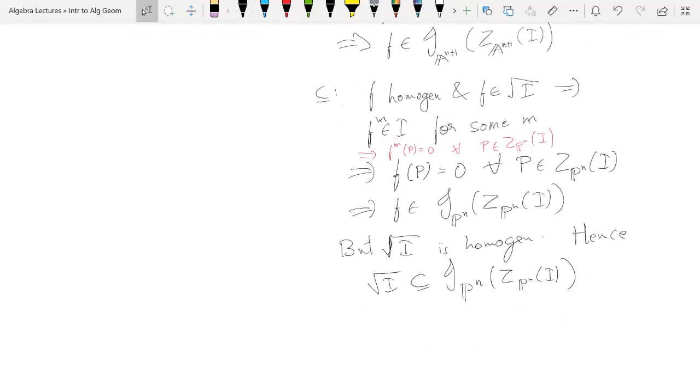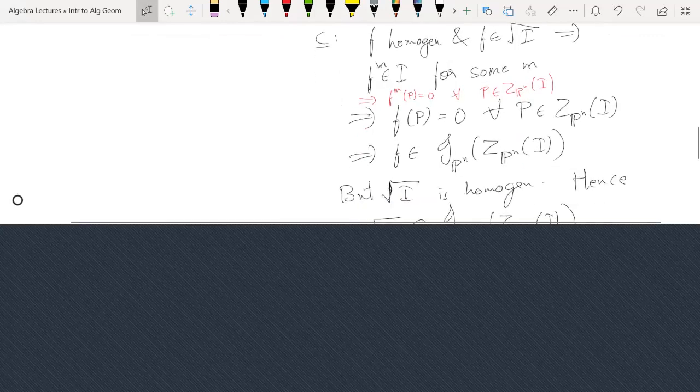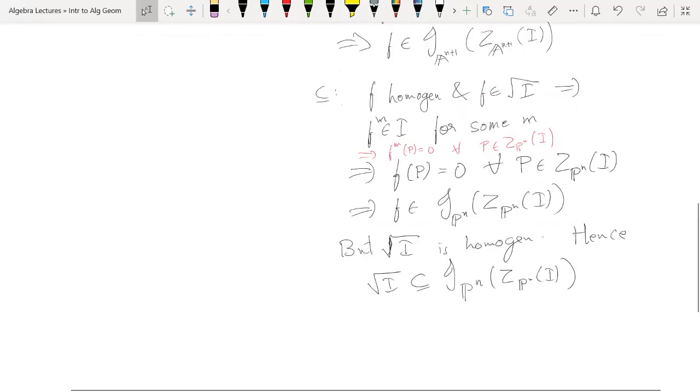So then f of course belongs to the ideal of definition. So f is homogeneous and it vanishes at all points of Z(I). So f belongs to the ideal of definition of Z(I) in this thing, because the ideal of definition in P^n of Z(I) is the ideal generated by all homogeneous polynomials which vanish on this. So f is homogeneous and it vanishes on this, so it actually belongs there.